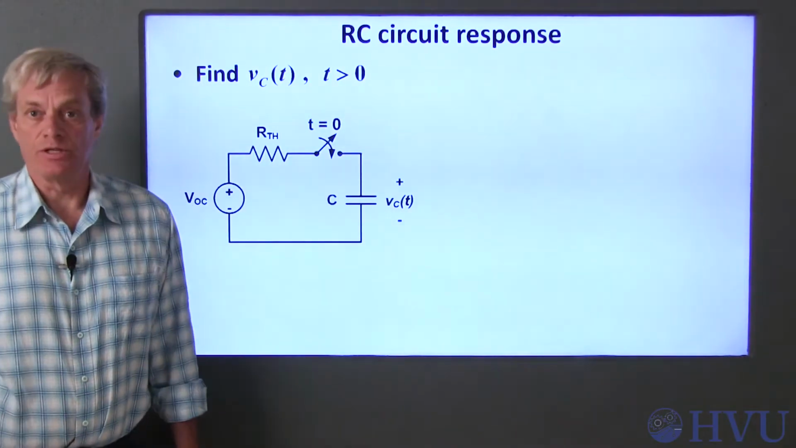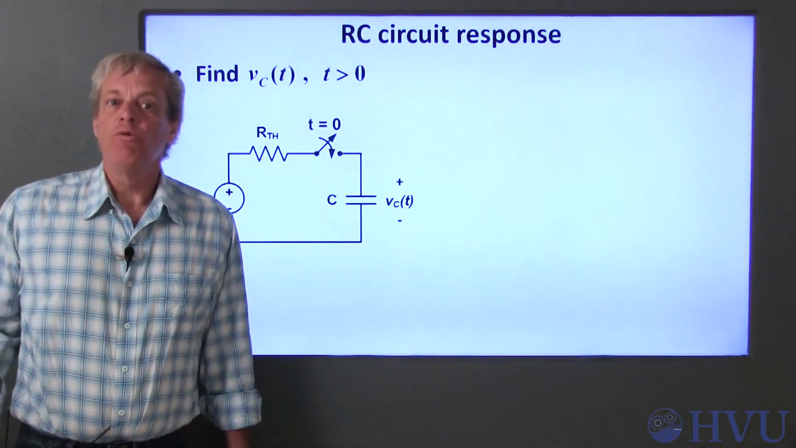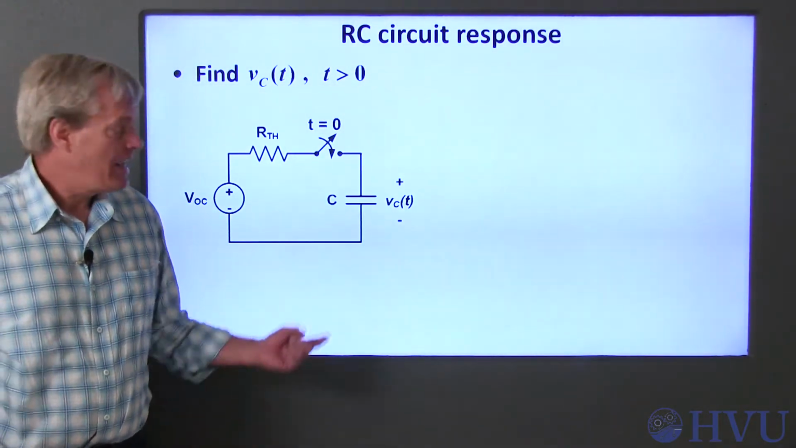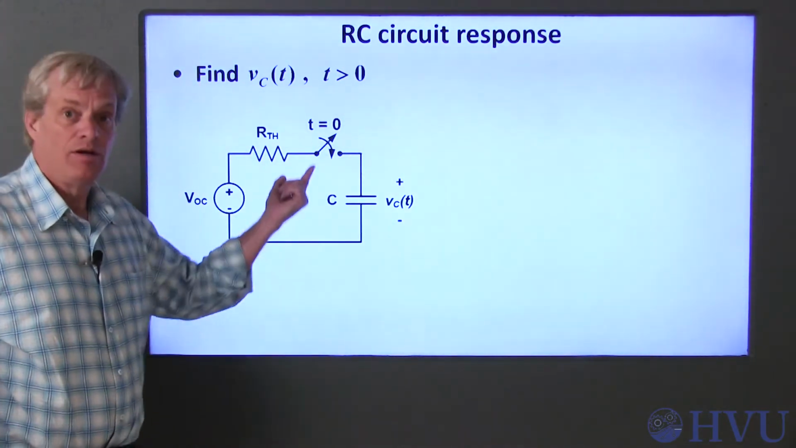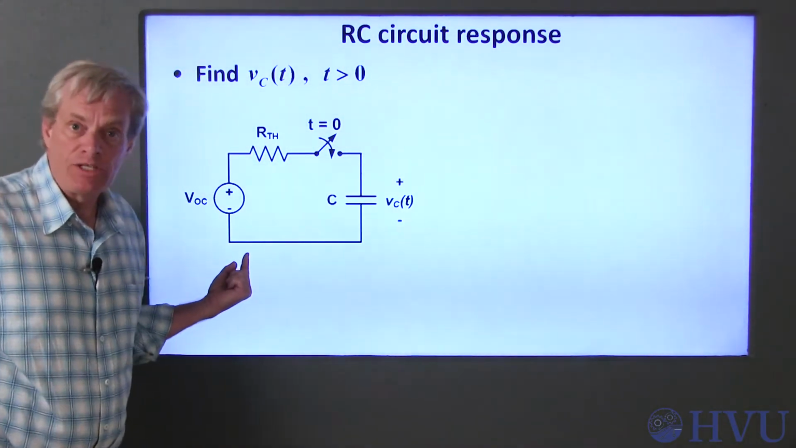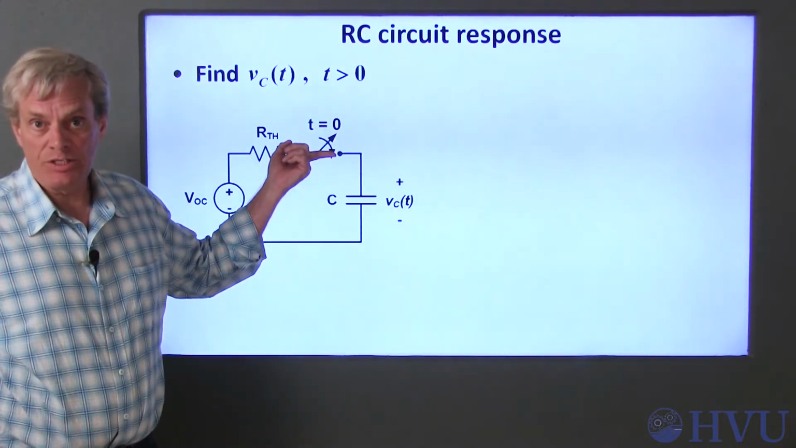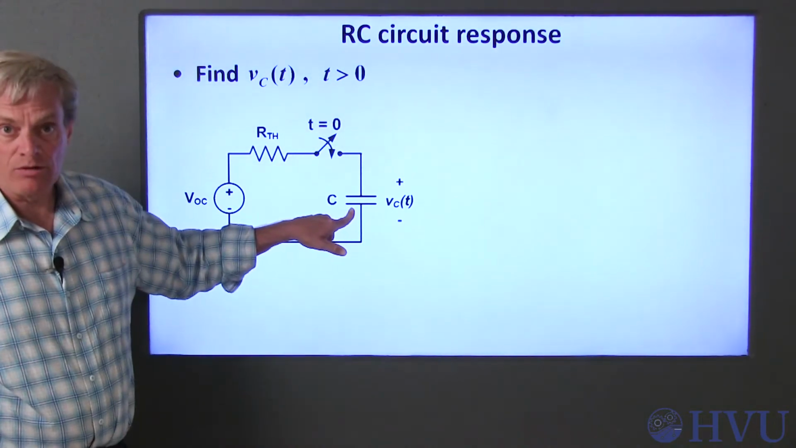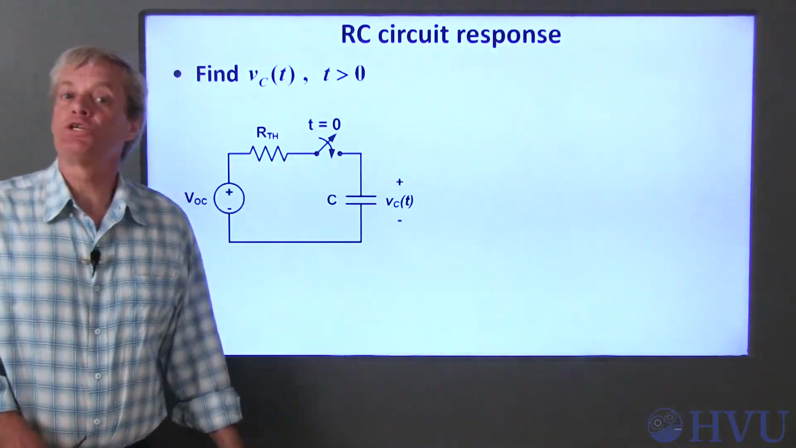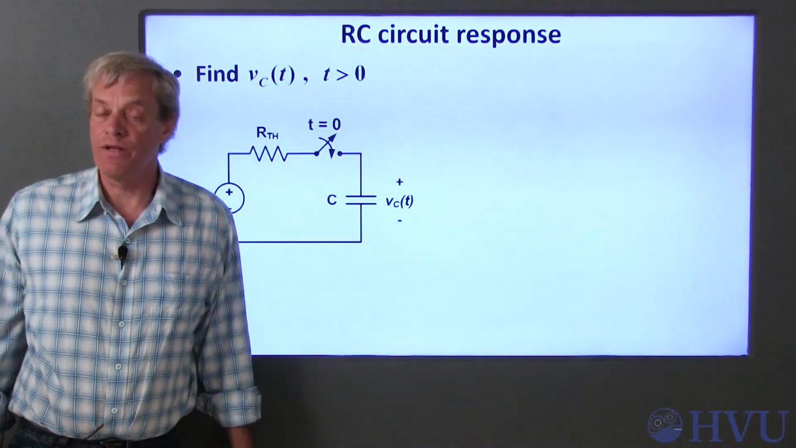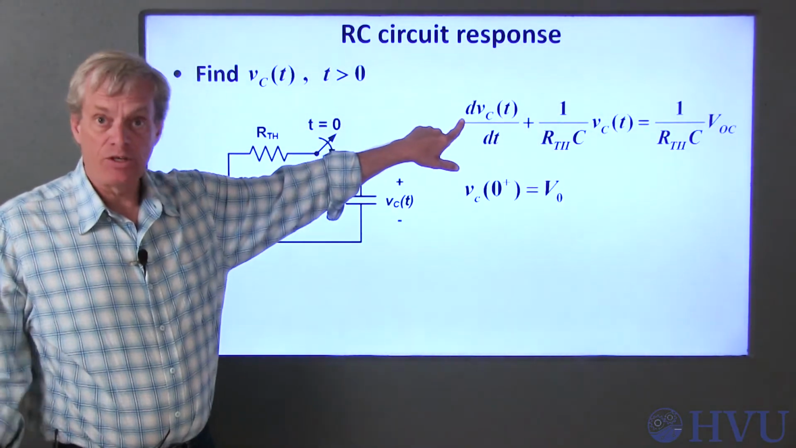Now let's use these results to determine the response of an RC circuit to a constant input. We've seen that any linear circuit containing a capacitor can be represented as a Thevenin equivalent circuit. So this is a very general representation of any RC circuit. The switch here closes at time equal to 0, applying a voltage to the capacitor. We want to find the capacitor voltage, V sub c of t, as a function of time for all times greater than 0. As we've already seen, the differential equation governing this circuit is this.